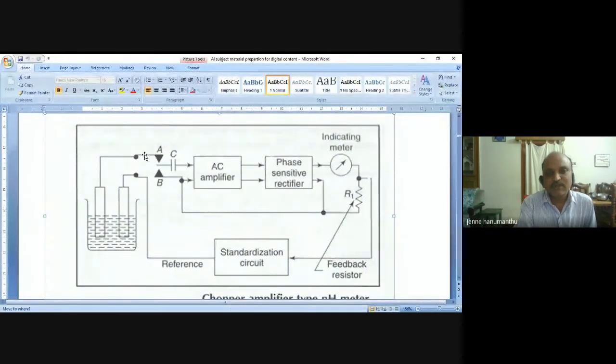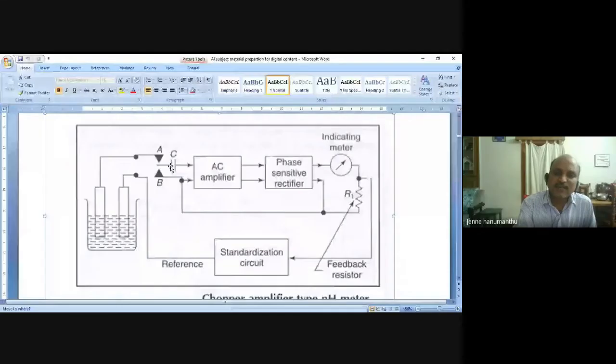So what can you do? That should be amplified. That should be converted into a good amplitude AC voltage. You should convert it into a right amplitude AC voltage. So that value is going to be given to a phase sensitive rectifier. Why do we need to provide a phase sensitive rectifier? Once the very small voltage is amplified, you may get some AC voltage.